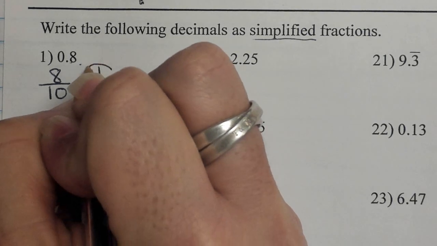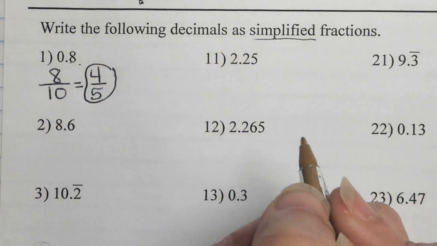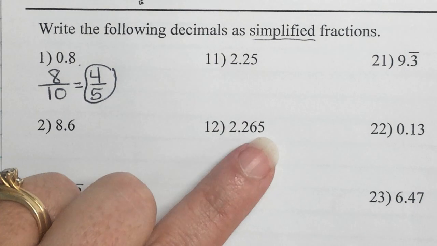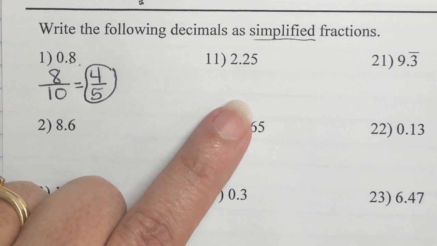Is that it? Okay, that is it for that one, because you can't divide 4 and 5, right?